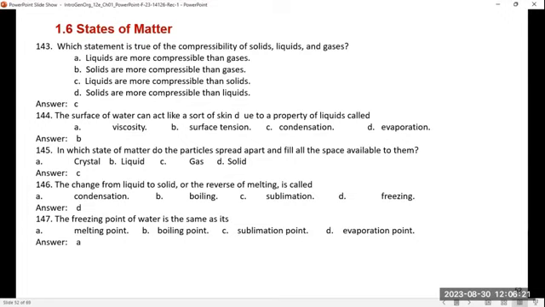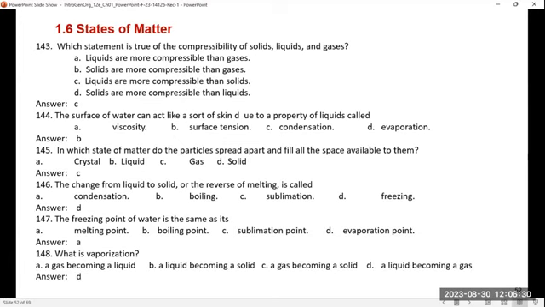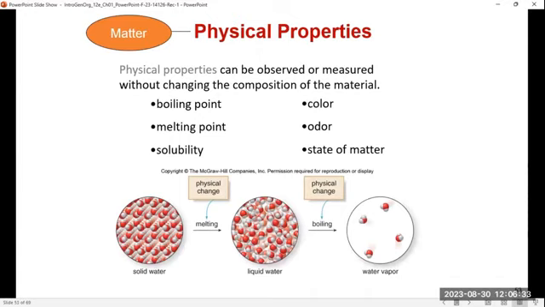Now, matter has physical properties such as boiling point, melting point, solubility, how much that substance gets dissolved in a solvent like water. The color of sulfur is yellow. There's a smell to substances, and matter also has a state of matter. For example, water is liquid at room temperature.